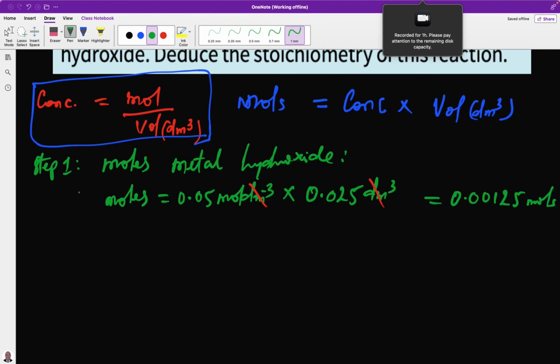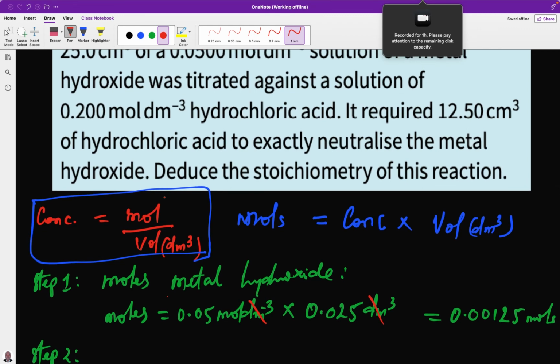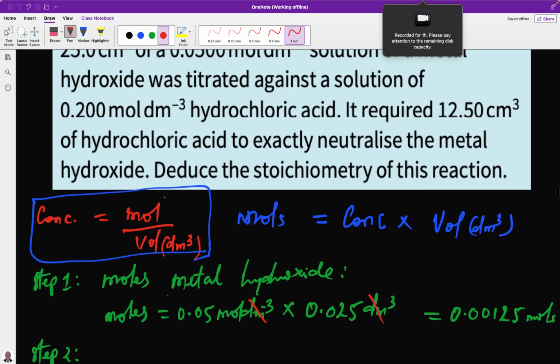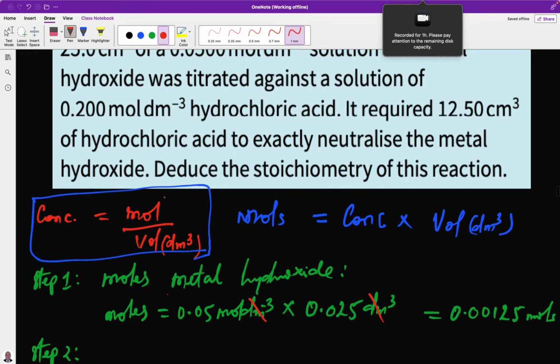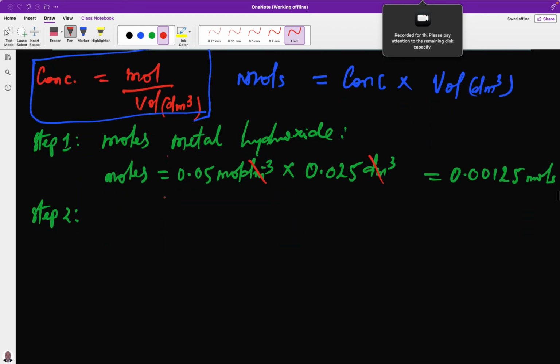Step 2. Let's calculate the moles of the acid. Moles of the acid, hydrochloric acid. It required 12.5 cm³ of hydrochloric acid to be neutralized here. So the moles of hydrochloric acid.